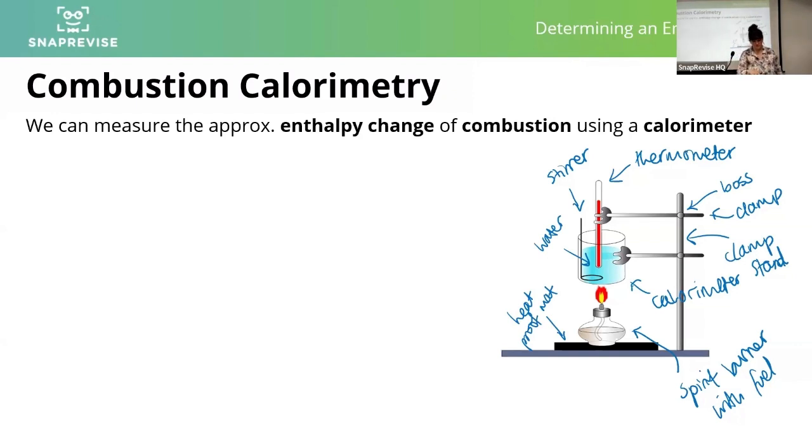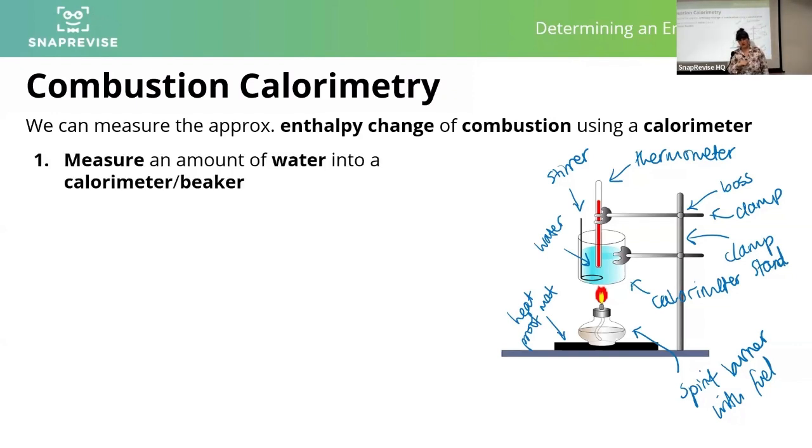What's the method? The method is we need to measure an amount of water into a calorimeter or beaker. We need to know how much water we've got. Not too much, not too little. 100 centimeters cubed is usually used. You don't have to, but it's usually 100 centimeters cubed. You'll recognize it as 100 grams because we talk about the mass of water, but the density of water is 1 gram per centimeter cubed, so it's 100 centimeters cubed.